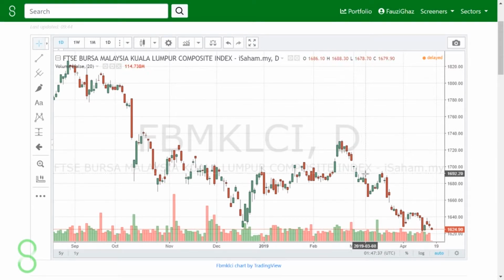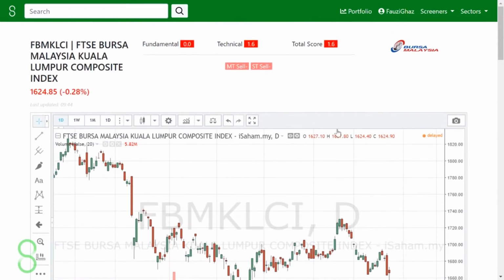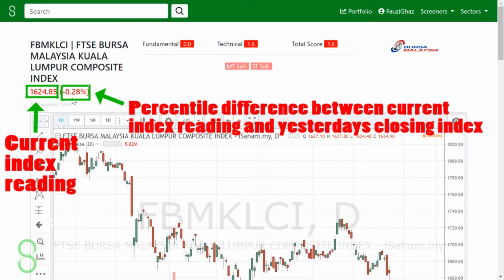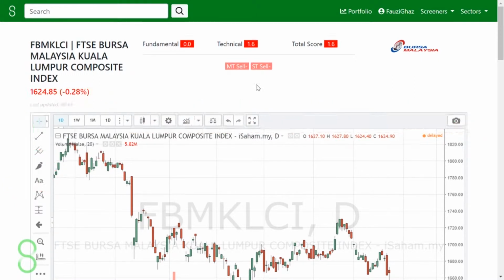You can just go and see that the market is going down currently. You can also scroll upwards and see that it is at negative 0.28%.